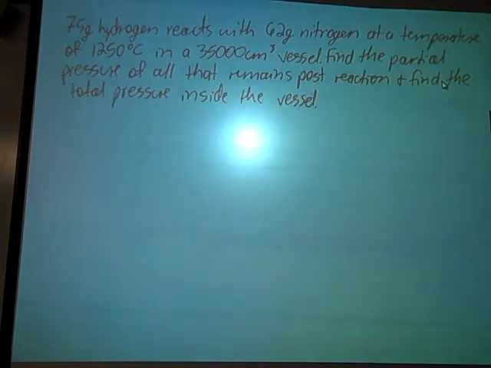Anyway, it says 75 grams of hydrogen reacts with 62 grams of nitrogen at a temperature of 1250 degrees Celsius in a 35,000 centimeter cubed vessel. Find the partial pressure of all that remains post-reaction and find the total pressure inside the vessel. Phew! Lots of stuff going on.